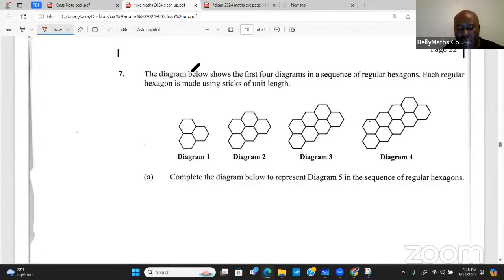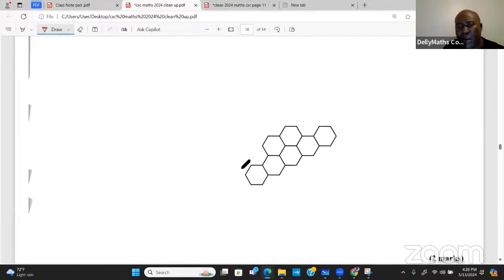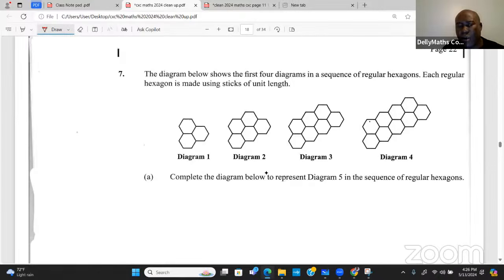Question 7 is the observation question. Let us take a quick look at what we're dealing with. It says the diagram below shows the first 4 diagrams in a sequence of regular hexagons. Each hexagon is made using sticks of units. So we have figure 1, diagram 2, diagram 3, diagram 4, and we're supposed to complete the pattern. All right, look at the pattern.